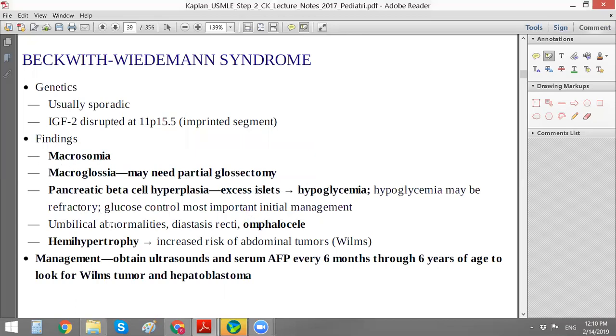So everything like hemihypertrophy. This is increased risk of abdominal tumor. Outside of the body is like hypertrophy. So it also has omphalocele. We also heard this omphalocele in Edwards.